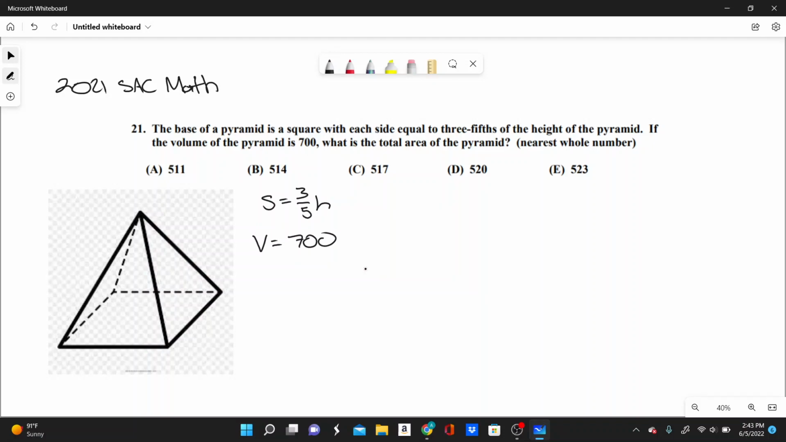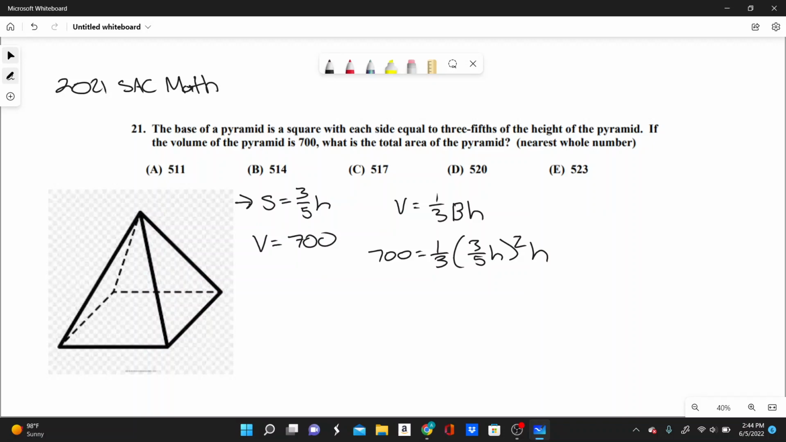So we can actually use this information to find the height of the pyramid, and then once we have that, we can find the side length of the pyramid. So, volume of a pyramid is 1/3 times the base times the height. Well, we know the volume is 700, then it's 1/3, and then the base, big B, is just a square, so it's just going to be the side length squared. Well, we already know that the side is 3/5 of the height, so I'm just going to do 3/5 h squared, and then multiply that by h.